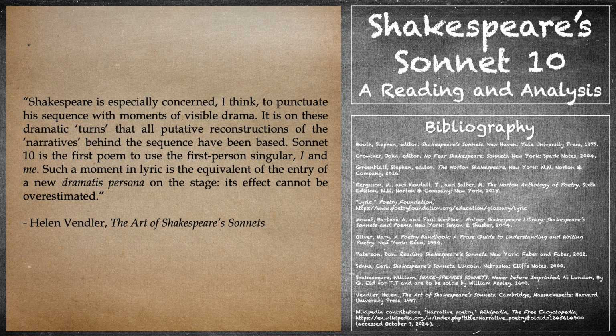Katherine Duncan-Jones is not alone in noting these dramatic elements of Sonnet 10. The great Shakespeare sonnet scholar Helen Vendler agrees. She writes, "Shakespeare is especially concerned, I think, to punctuate his sequence with moments of visible drama. It is on these dramatic turns that all the putative reconstructions of the narratives behind the sequence have been based. Sonnet 10 is the first poem to use the first-person singular I and me."